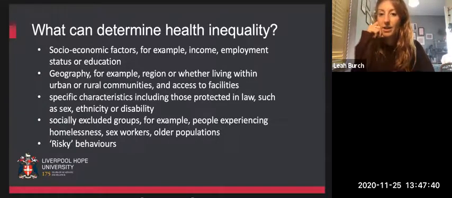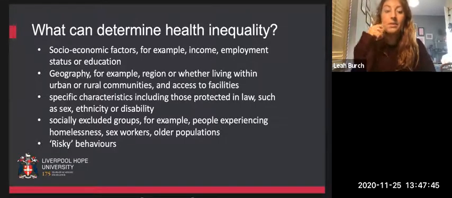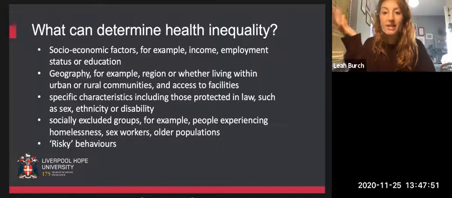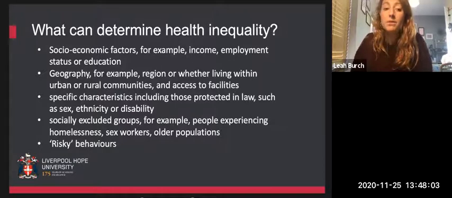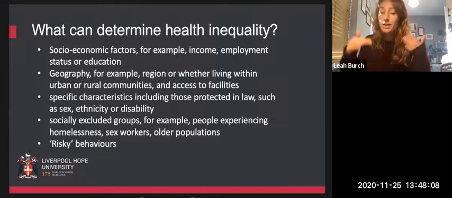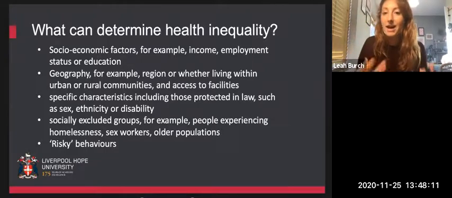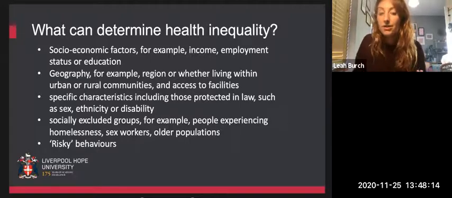So some of the things that you might have included, that you might have thought about in determining health inequality. So we've got a range of socio-economic factors, things like income, employment status, education. We've also got geographical factors that can impact health inequality. So by geographical factors, we're thinking about different regions. Something that's been highly debated in relation to COVID, for example, is that north-south divide in access to support, particularly financial support. So looking at different regions and the access to health that these different regions have got.